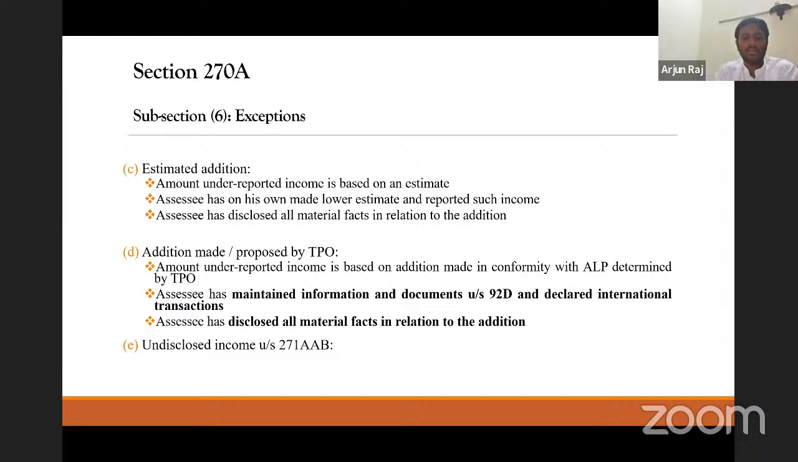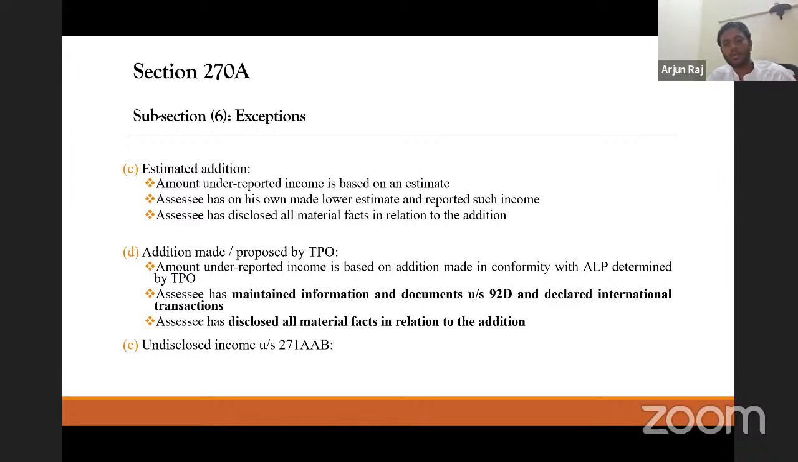And the fourth is a scenario where an addition has been made in conformity with an ALP determined by the TPO. Then if the assessee establishes the fact that he has maintained information and documents under section 92D and declared the international transaction and disclosed all material facts, despite the addition made in conformity with the ALP determined by the TPO, penalty cannot be levied for such addition.